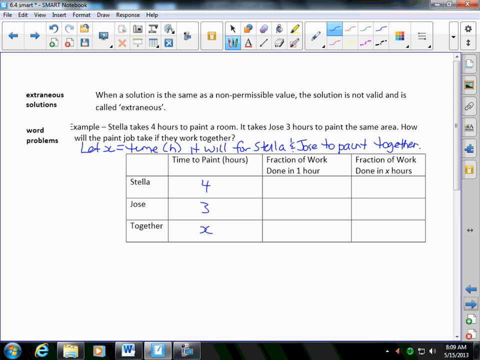So in 1 hour then, they would, in 1 hour out of 4, that's how much work they would get done, a quarter of it. If we're looking at the fraction of work done in 1 hour for Jose, he'd have a third of it done. For them to do it together, they would have 1/x of it done.